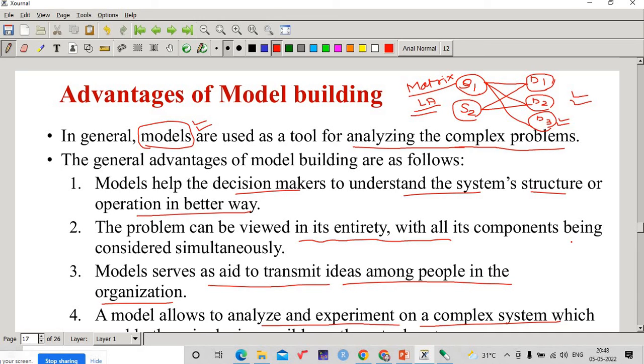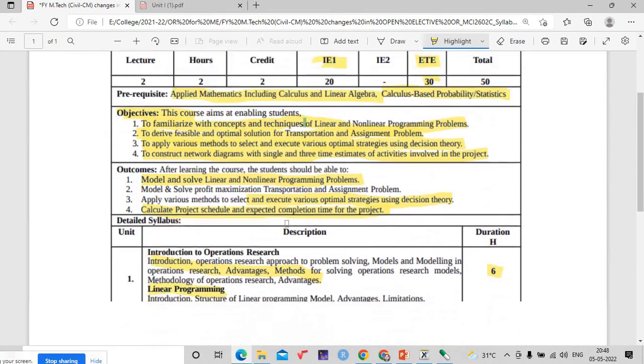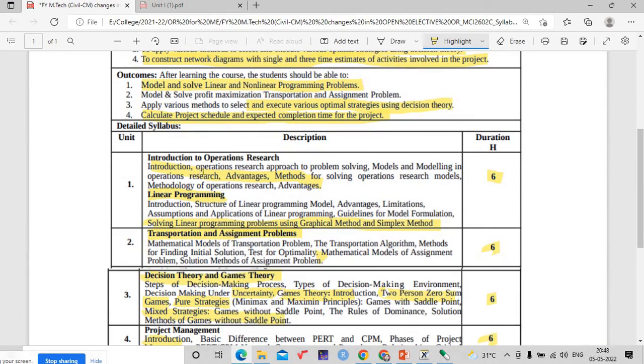So apart from this, I think I should not emphasize more on the theory part which is included in our syllabus. You can go through it better. Let me just highlight it once again. This is your first unit: Introduction to OR, different approaches to problem solving, models and modeling in operations research, which we also discussed, advantages also we discussed, methods for solving operations research models, methodology of operations research and advantages. All those aspects we covered.